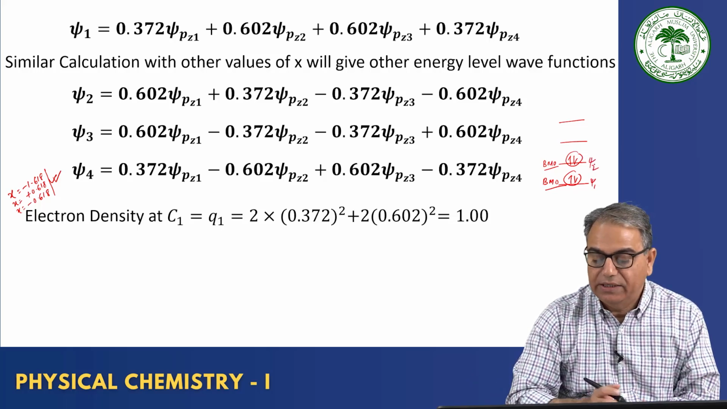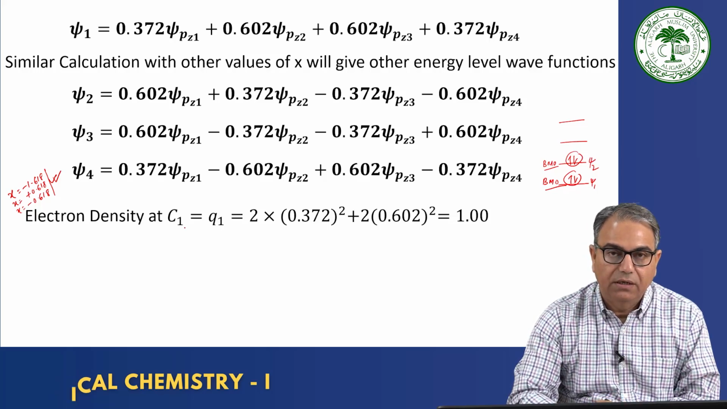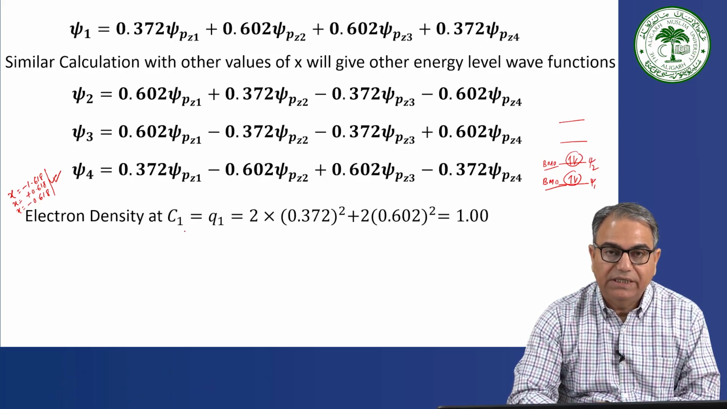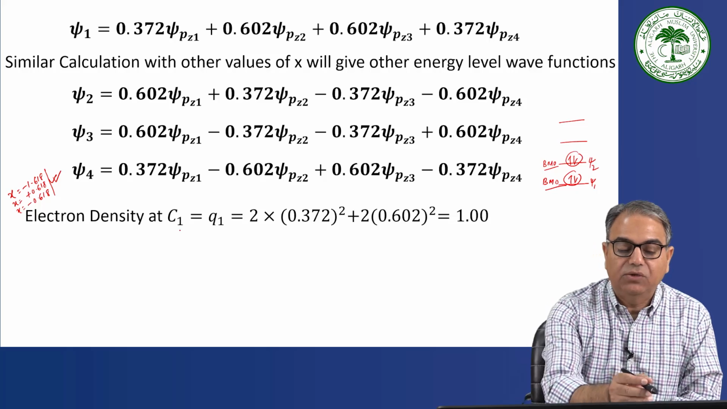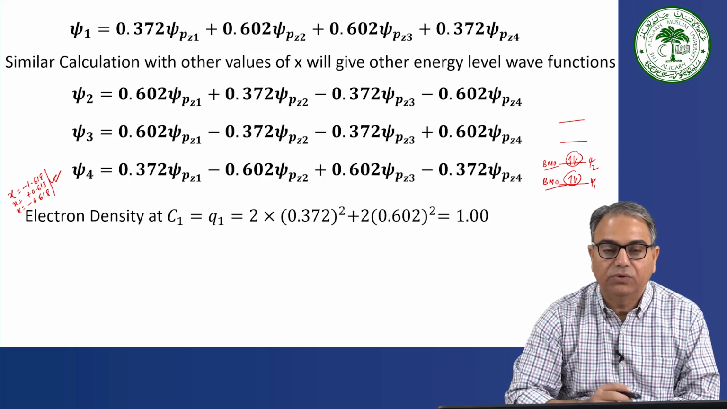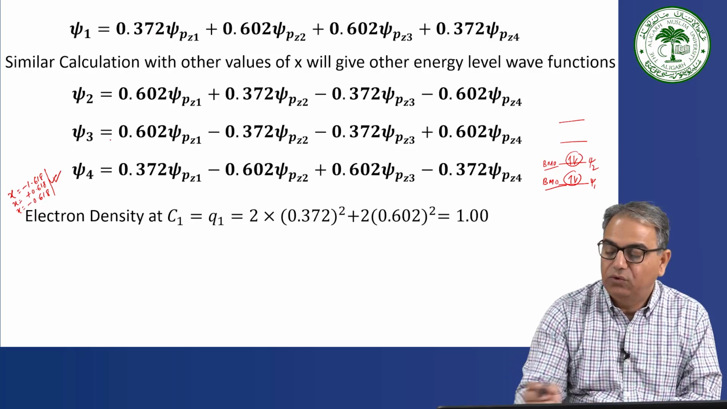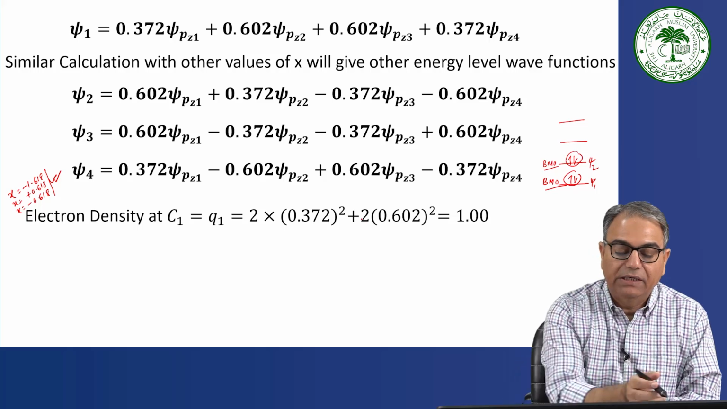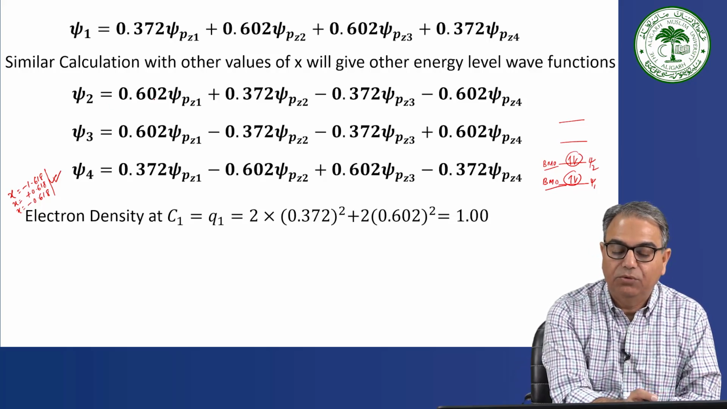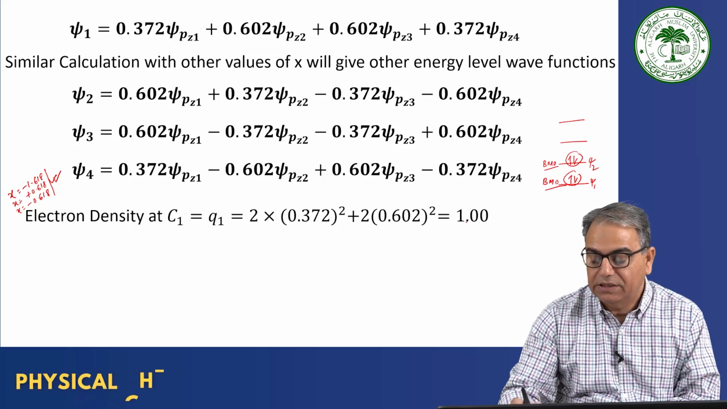So if you look at this one, two electrons are present here, and you have to find out the electron density at C1. At C1 the coefficient in psi1 is 0.372, so 2 multiplied by 0.372 square. Then in case of psi2, you again have two electrons, so 2, and the coefficient is 0.602, so 0.602 whole square, and this comes out to be, if you calculate it, 1.